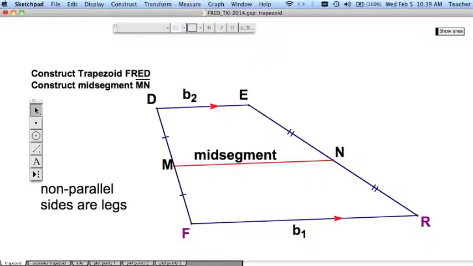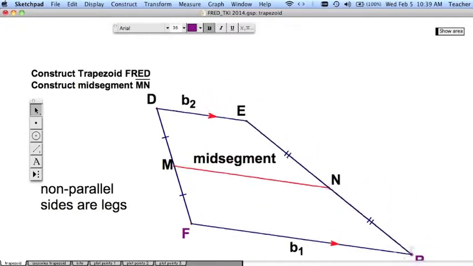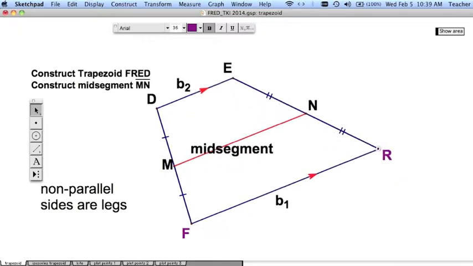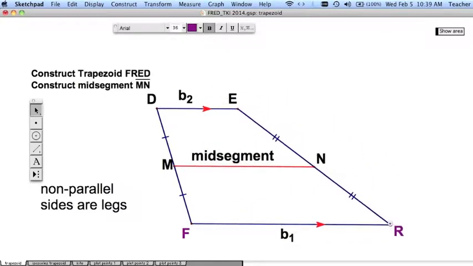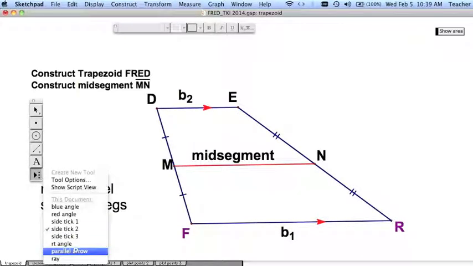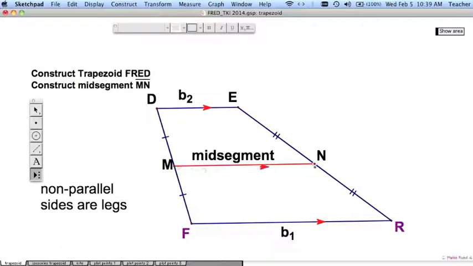The obvious one: what appears to be true? We're not going to prove it here, for interest of time. But it looks like a trapezoid. Now what it looks like is parallel. Very good, and that is true. This is parallel, so I'm going to put the parallel arrow in there as well.